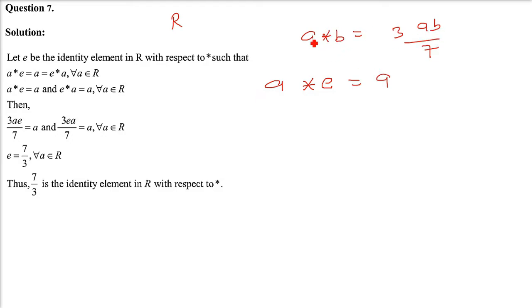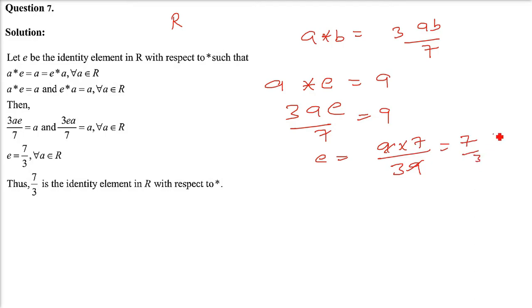Identity element is whenever any value from this set is operated with the identity element, the same value should come. So A star E: 3A, in place of B we take E, by 7 equals A. So A gets cancelled, and E is equal to 7 by 3. So this 7 by 3 is the identity element in R with respect to this star.